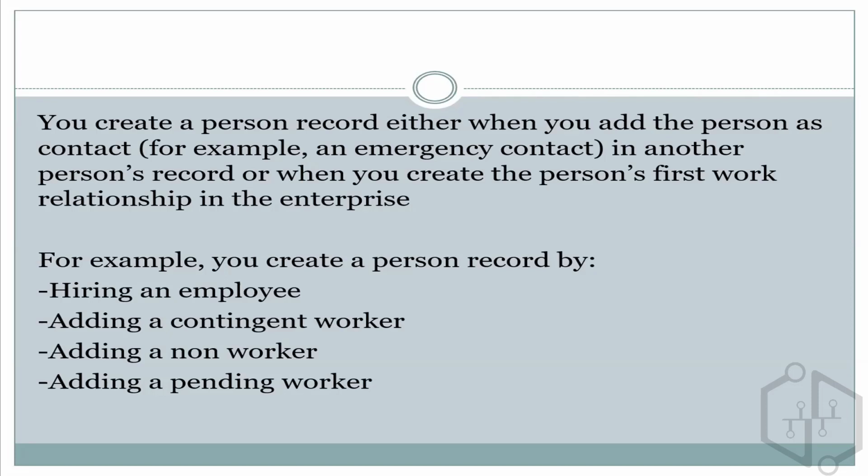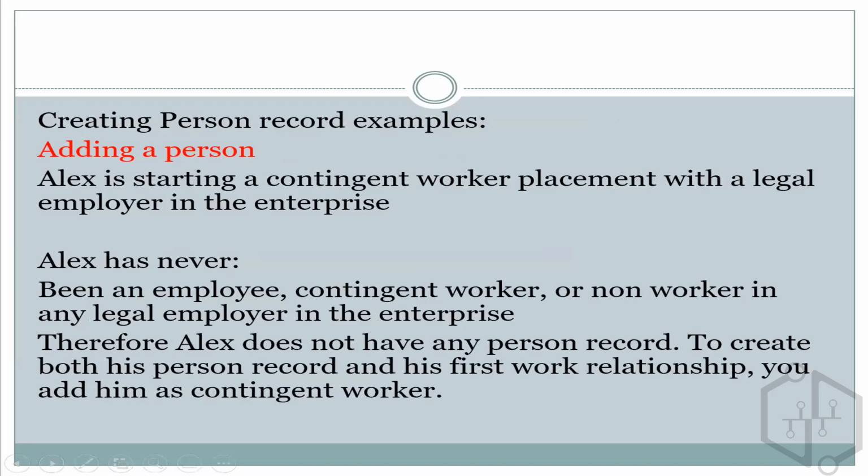So this is the relationship that you create between the employee and the employer. Whether you are hiring an employee, creating a new person's record, adding a contingent worker, adding a non-worker, or adding a pending worker, this is the way you do it. Creating a person record means adding a person.